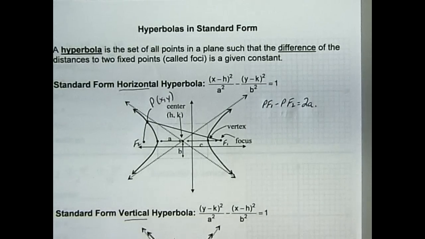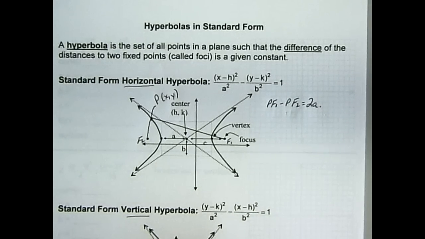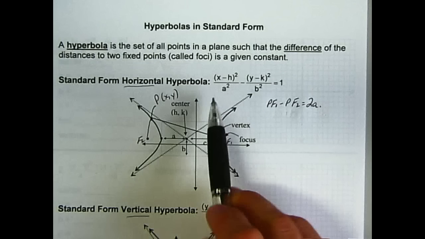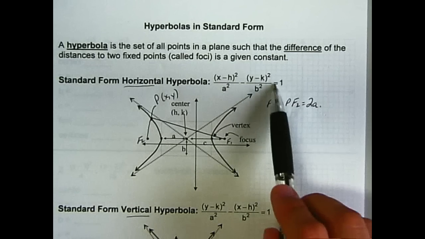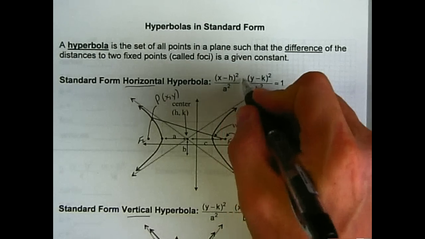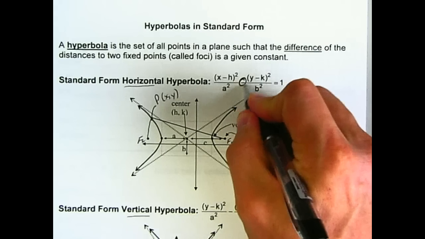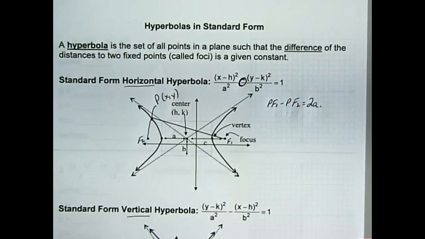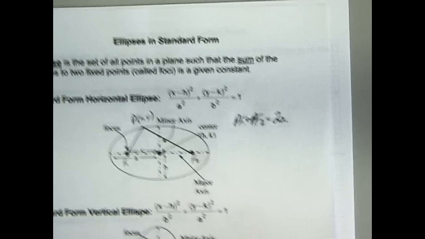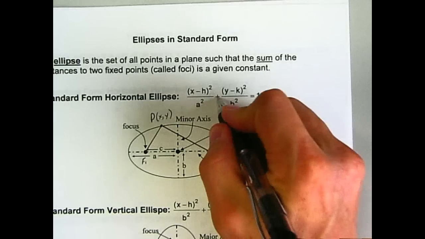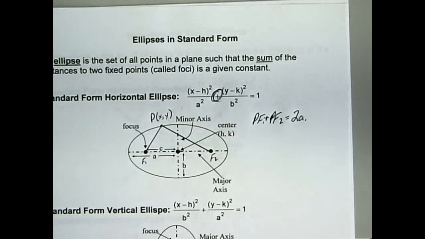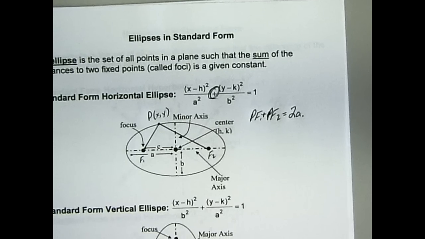And I guess the other difference that we can compare with the ellipse is that this looks really similar to before. I've got two terms equal to 1. But here, in the hyperbola, it's a minus sign in between. Whereas before, with the ellipse, I've got the same setup, except I've got the plus sign in between. So that's how, in the equations, we distinguish between an ellipse and a hyperbola.